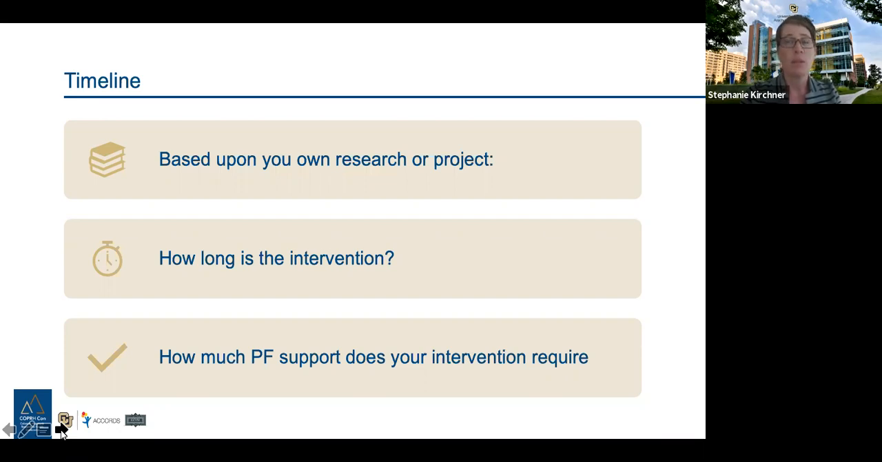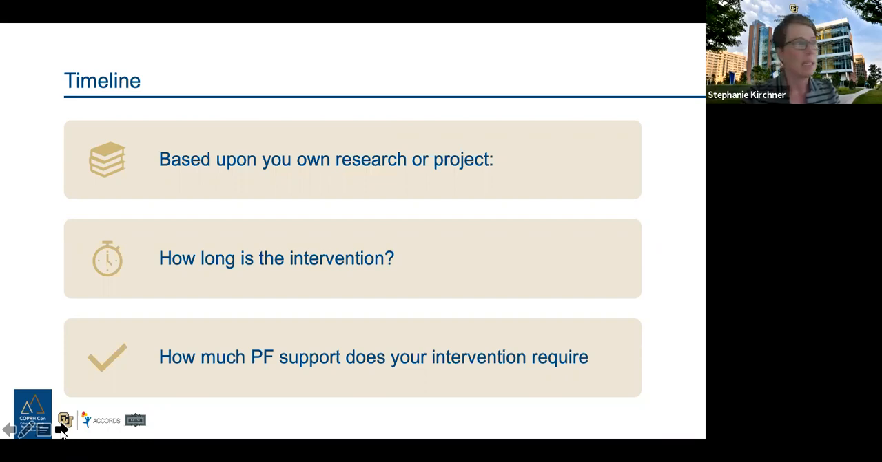In the SIM project, the facilitators were with practices for a year, so for 12 full months. In others, sometimes it's much shorter than that. There's a more prescribed intervention that really only takes a few months of really focused practice facilitation support to get a practice to a place where they can sustain changes on their own.